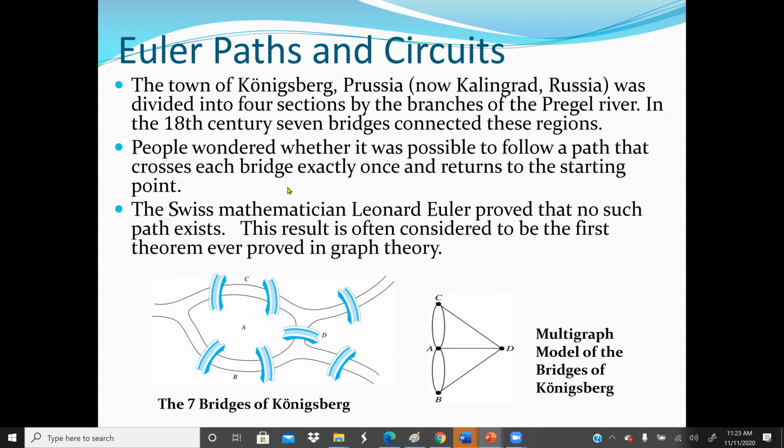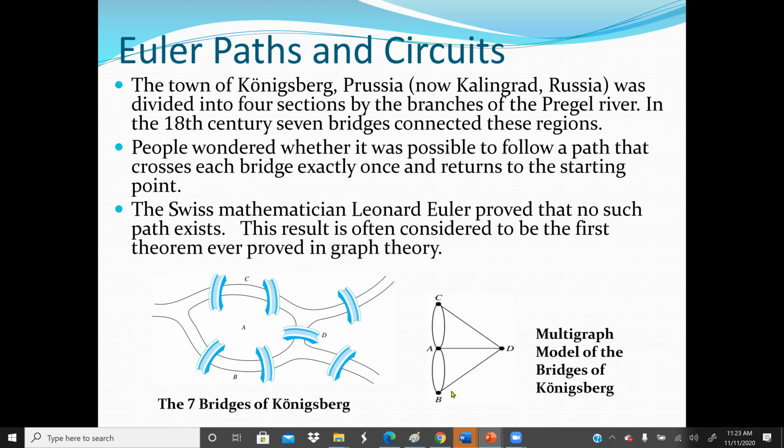Now, people wondered whether it was possible to follow a path that crosses each bridge exactly once. So we want to follow a path that crosses each bridge exactly once and returns to the starting point. And according to the Swiss mathematician Leonhard Euler, no such path exists. This result is often considered the first theorem ever proved in graph theory.